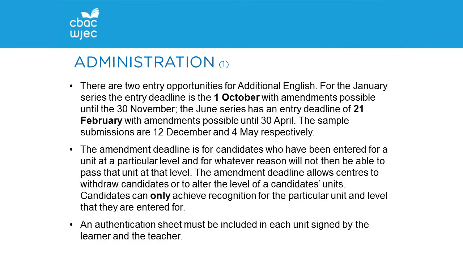There are 2 entry opportunities for additional English. For the January series, the entry deadline is the 1st of October. And for the June series, the entry deadline is the 21st of February. Centres are reminded that an authentication sheet must be included for each unit entered, signed by both the learner and the teacher.